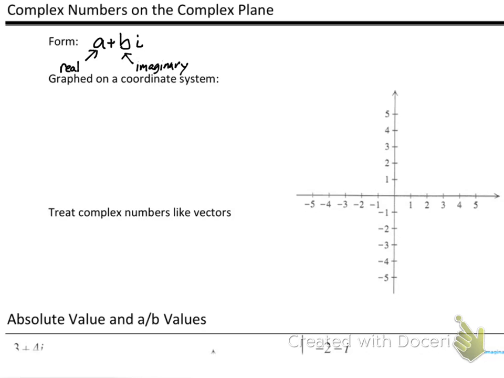And what we always do is we use our x-axis and we turn that into our real axis. So we're going to plot our real number on that axis. That's going to make the one that goes vertical, or y, our imaginary axis. So we're going to turn this into our imaginary axis.